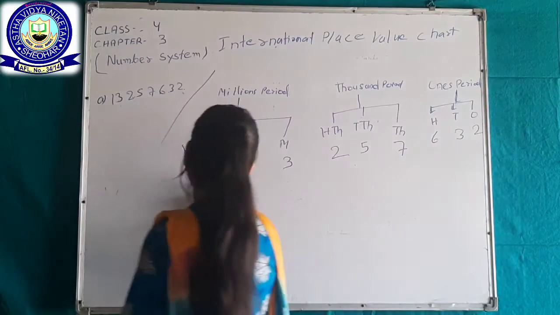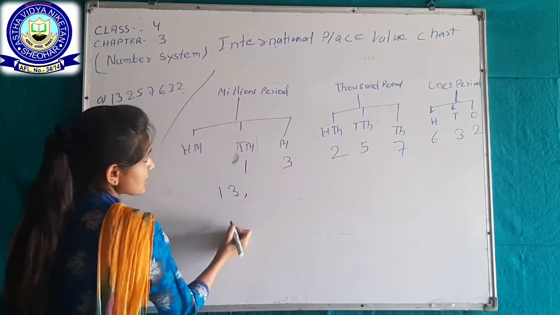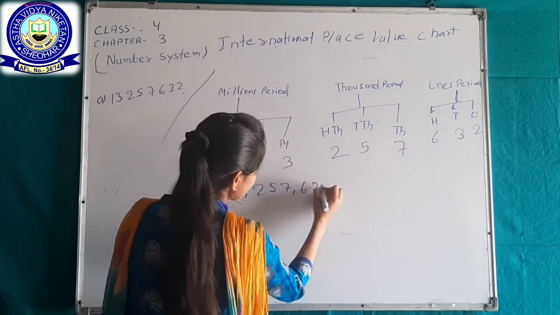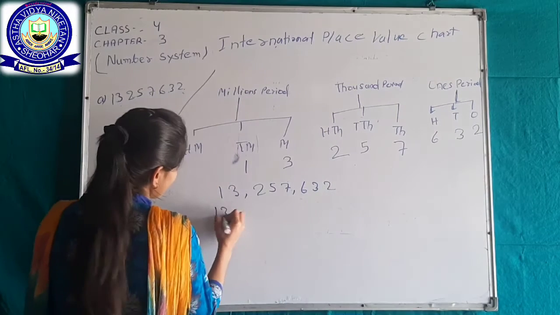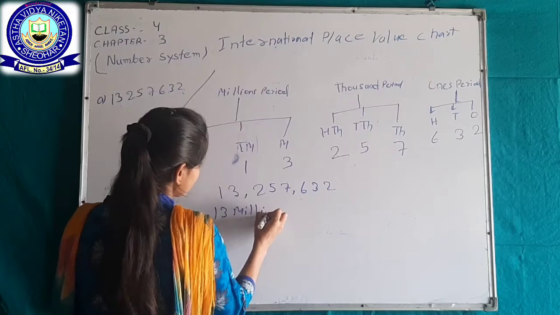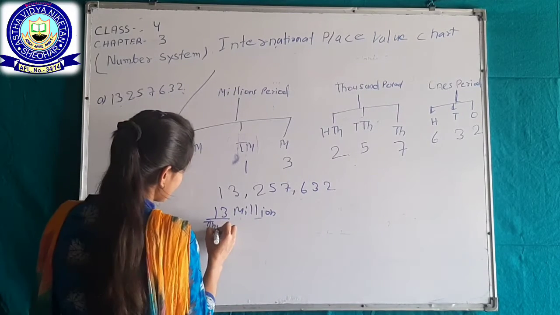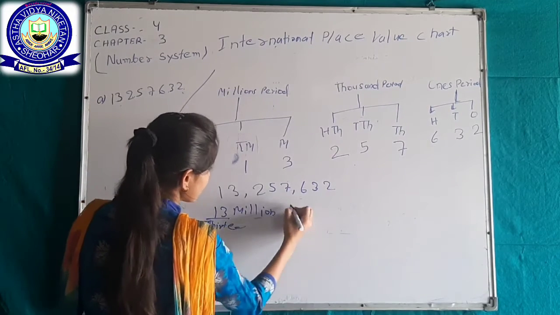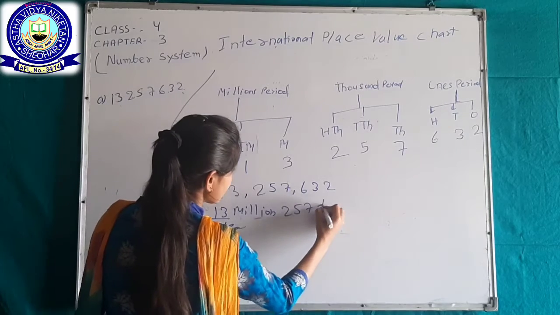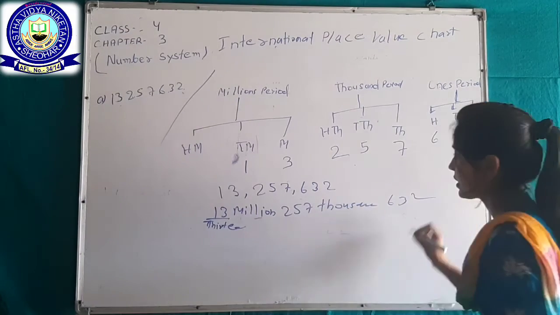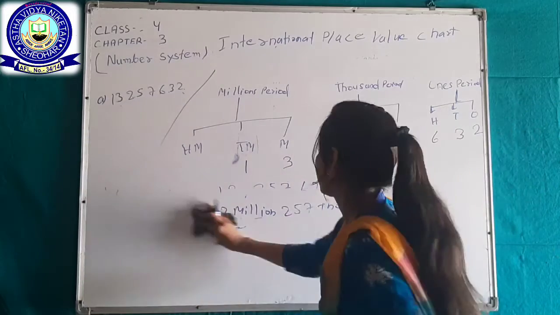Then you have to write it as 13 millions 257,632. You cannot write it as 13 in this way; you write it 13 millions 257,000 and 632. Let's see another example.